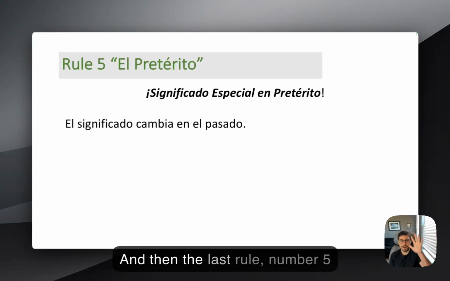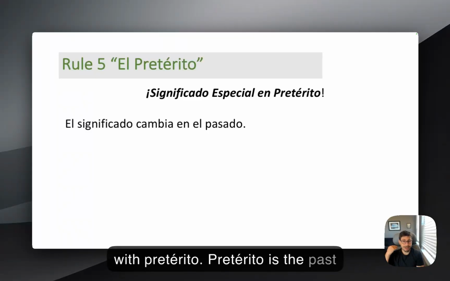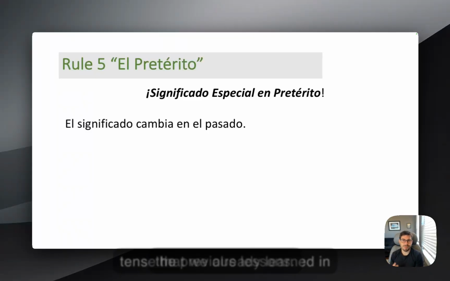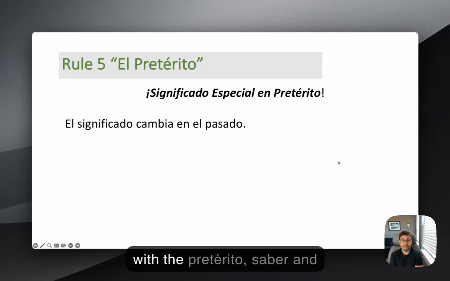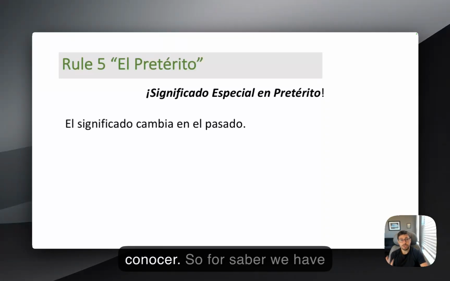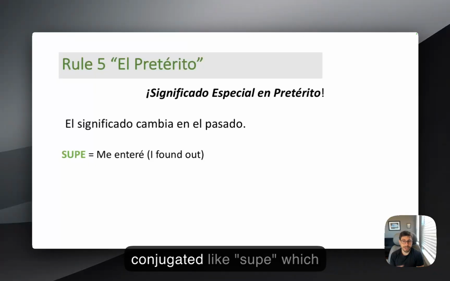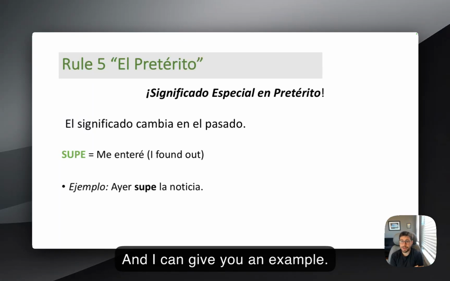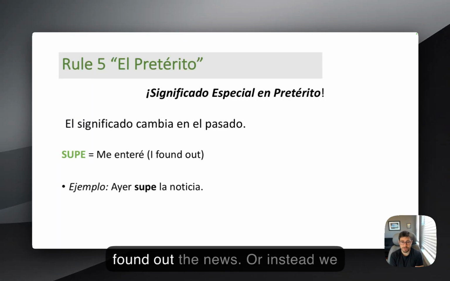And then the last rule, number 5, with pretérito. Pretérito is the past tense that we already learned in the previous lessons. With the preterite, saber and conocer have a special meaning, and the meaning changes. For saber, we have supe, which means me enteré, I found out. Here is an example: Ayer supe la noticia. Yesterday I found out the news.